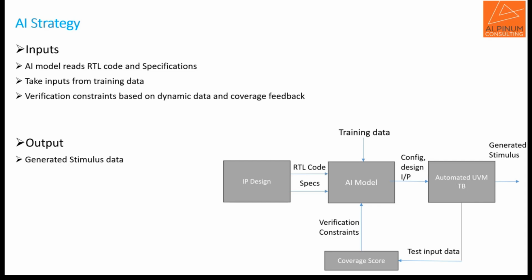And then we've got a feedback loop that says, with this test input data, this is the coverage score that we achieved. We then feed that back as verification constraints into the AI model. We get an updated test bench, and then we're able to run again, and we generate a lot of stimulus from that. Then the generated stimulus that actually gets the highest coverage can be separately saved.